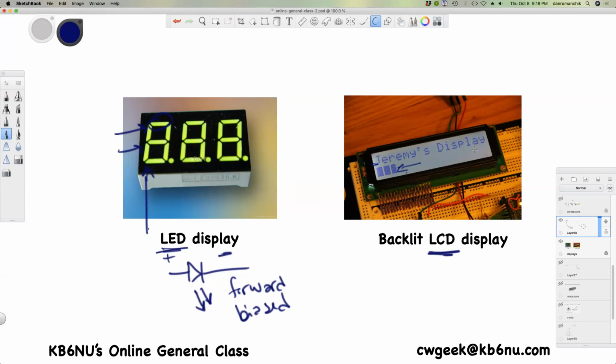Another advantage of the LCD display is that it uses less power, because with the other type you're probably putting a fair amount of current in there to get the light to light up. But here you're just putting a voltage on a bit of liquid crystal, and it's turning opaque. So it doesn't consume as much power.